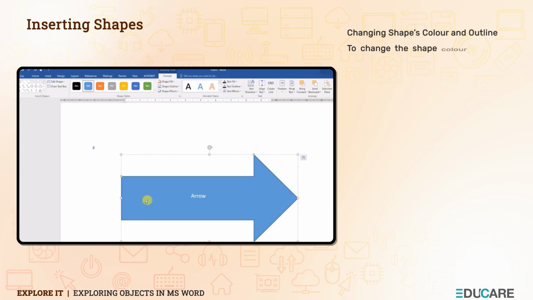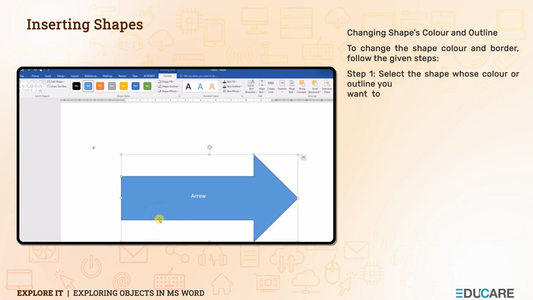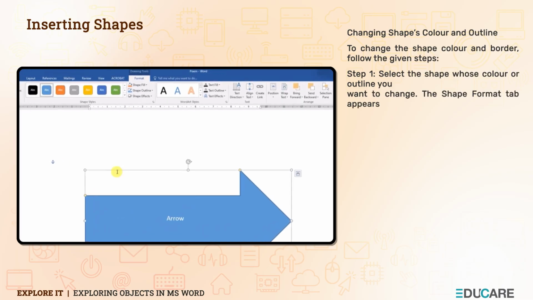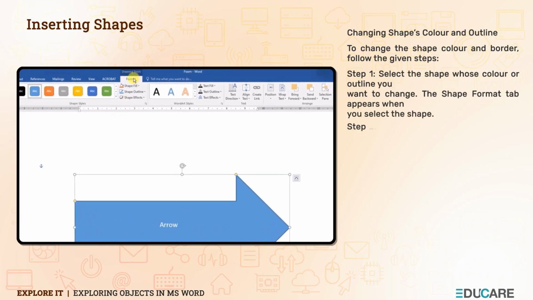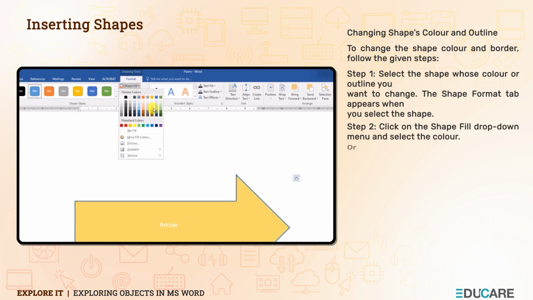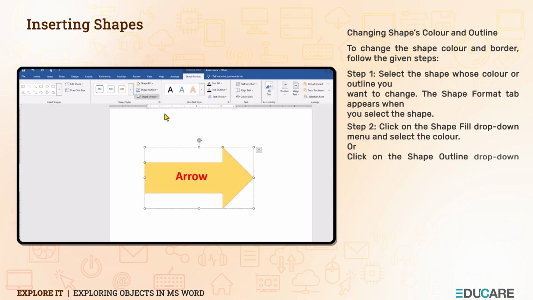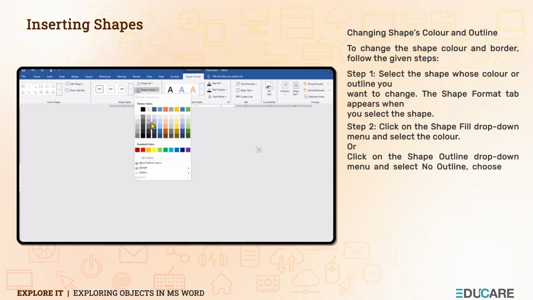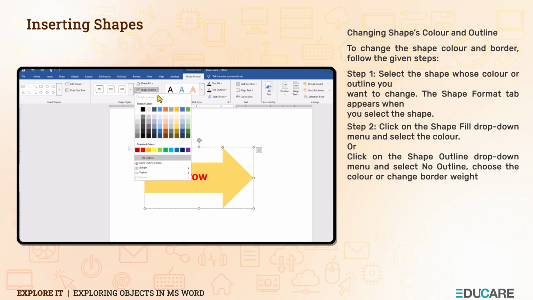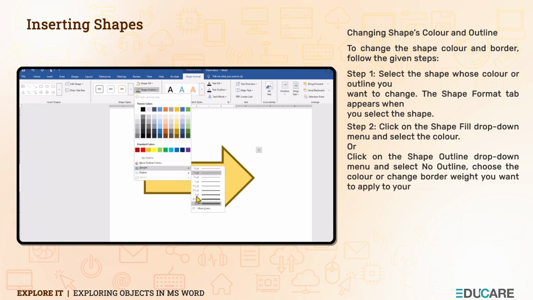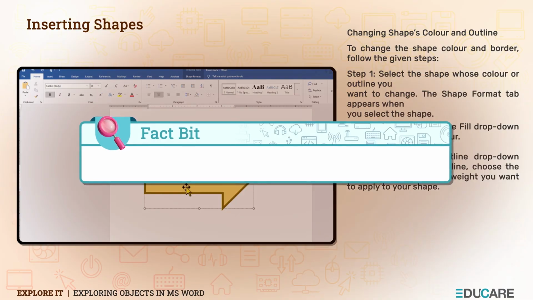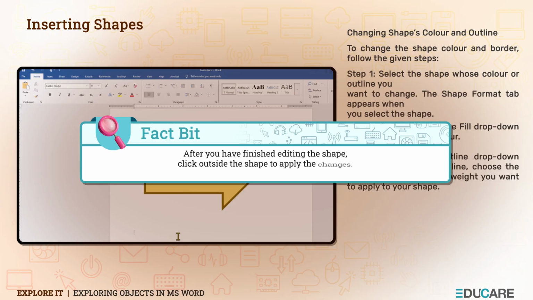Changing shape's color and outline. To change the shape color and border, follow the given steps. Step 1. Select the shape whose color or outline you want to change. The Shape Format tab appears when you select the shape. Step 2. Click on the Shape Fill drop-down menu and select the color, or click on the Shape Outline drop-down menu and select No Outline. Choose the color or change border weight you want to apply to your shape. Fact Bit. After you have finished editing the shape, click outside the shape to apply the changes.